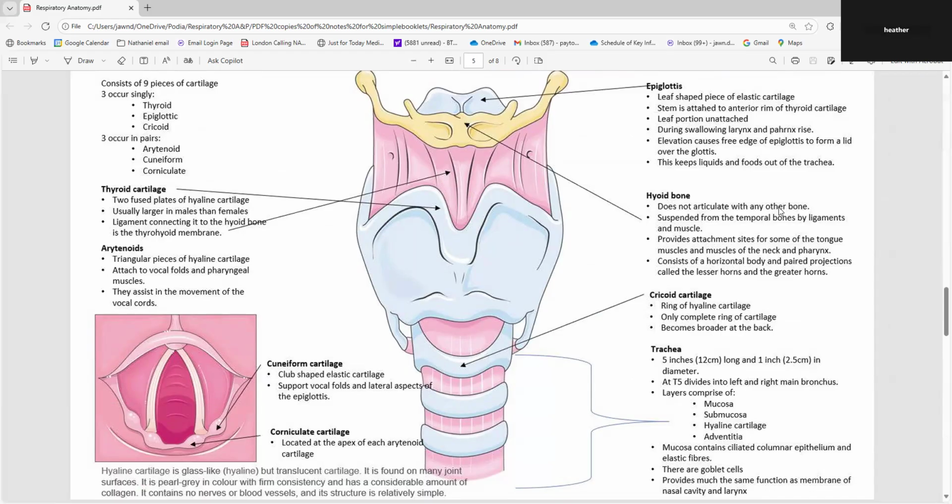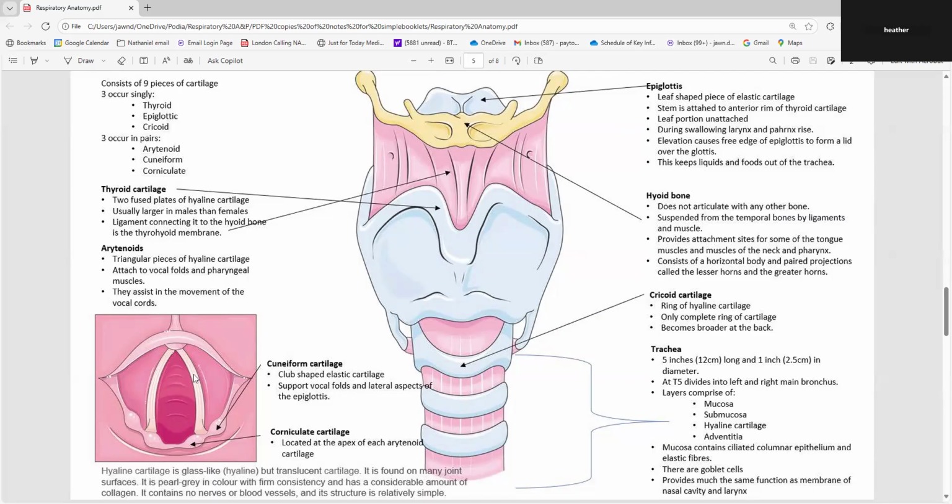So this is the larynx. Imagine you're looking at the patient from the front. These are some of the structures that are really, really important. If you look at the image on the left-hand side, this is the image that we will see when we are looking down with a laryngoscope.